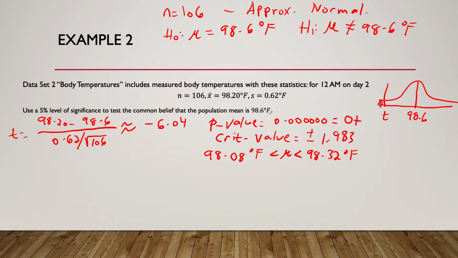So the p-value is very low, less than 5%. The critical value shows the t-statistic is well beyond that. And the confidence interval shows that the mean is indeed between these two values. The mean that we got of 98.20 is between those two values. The original mean of 98.6 is not within these particular values. So it's closer to this mean, but does not include the mean that we originally tested.